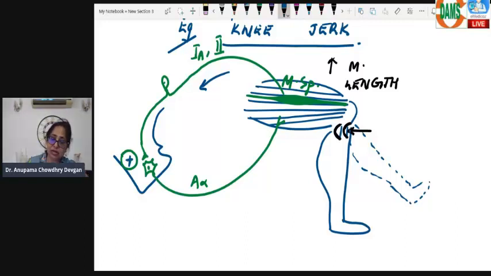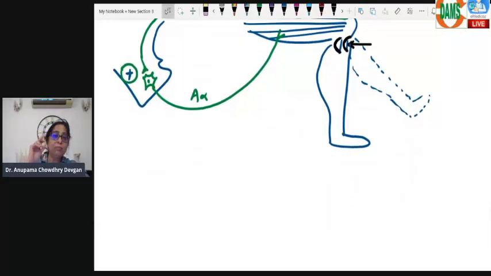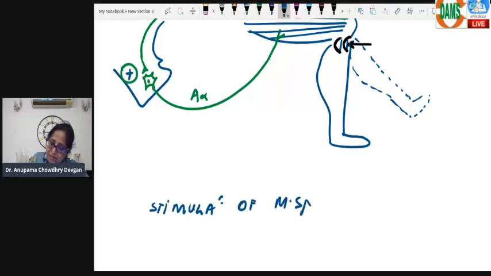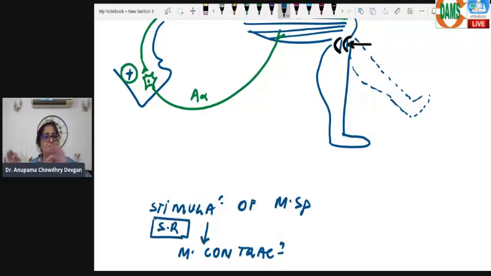Okay? Stretch reflex. So you must understand there are two important things here. Stimulation of the muscle spindle: whenever the muscle spindle is excited, the response will be a muscle contraction. The reason is the stretch reflex. Whenever the muscle spindle is excited, the stretch reflex will be excited, and the response is going to be a muscle contraction. Now, how can I stimulate the spindle?